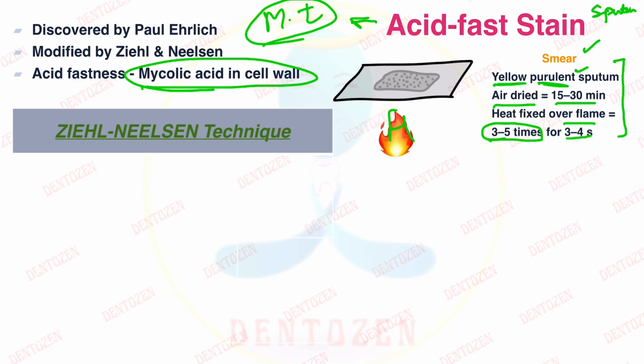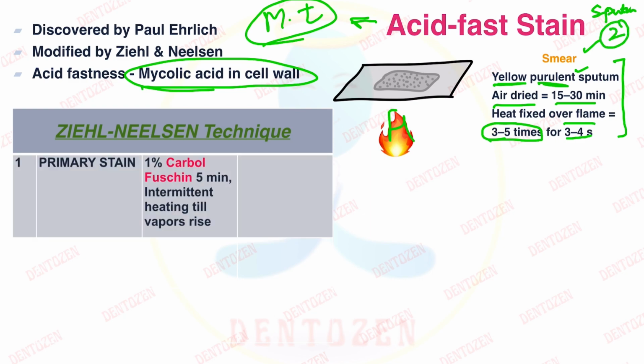After that, we do the staining technique in which we will have two stains. So let's see, in the first step we'll bring our primary stain. Now the primary stain that is used here is carbol fuchsin, which is kept for 5 minutes. After that, we do intermittent heating of the smear, that is we pass it over the flame intermittently till the vapors rise. So bacteria will take up the primary stain, carbol fuchsin, acid fast bacilli.